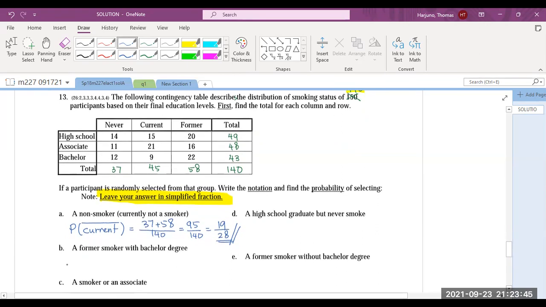Okay. Part B, a former smoker with bachelor degrees. So former with bachelor. How many former and bachelor? 22. That's right, that's 22. Both of them even number. When I reduce, I get 11 over 70, and that's the simplest we can go.